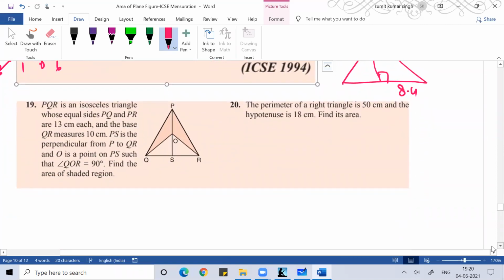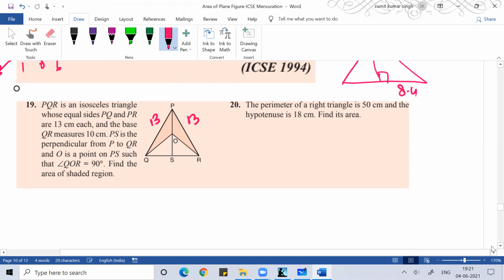You see the 19th one. PQR is an isosceles triangle whose equal sides PQ and PR are 13 each, and the base QR measures 10. So this will be 5, and this will be 12. You know Pythagoras theorem. Your PS will be 12.